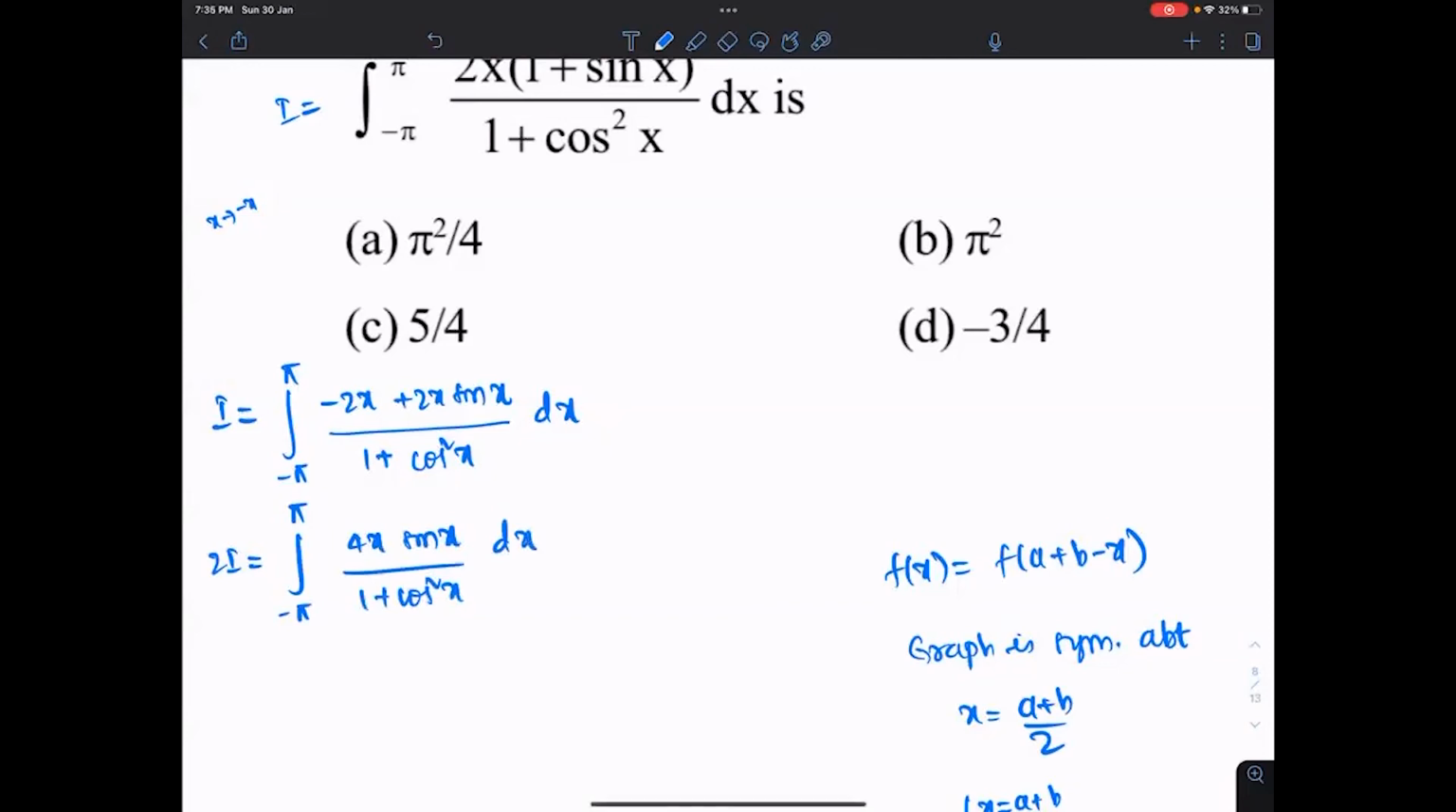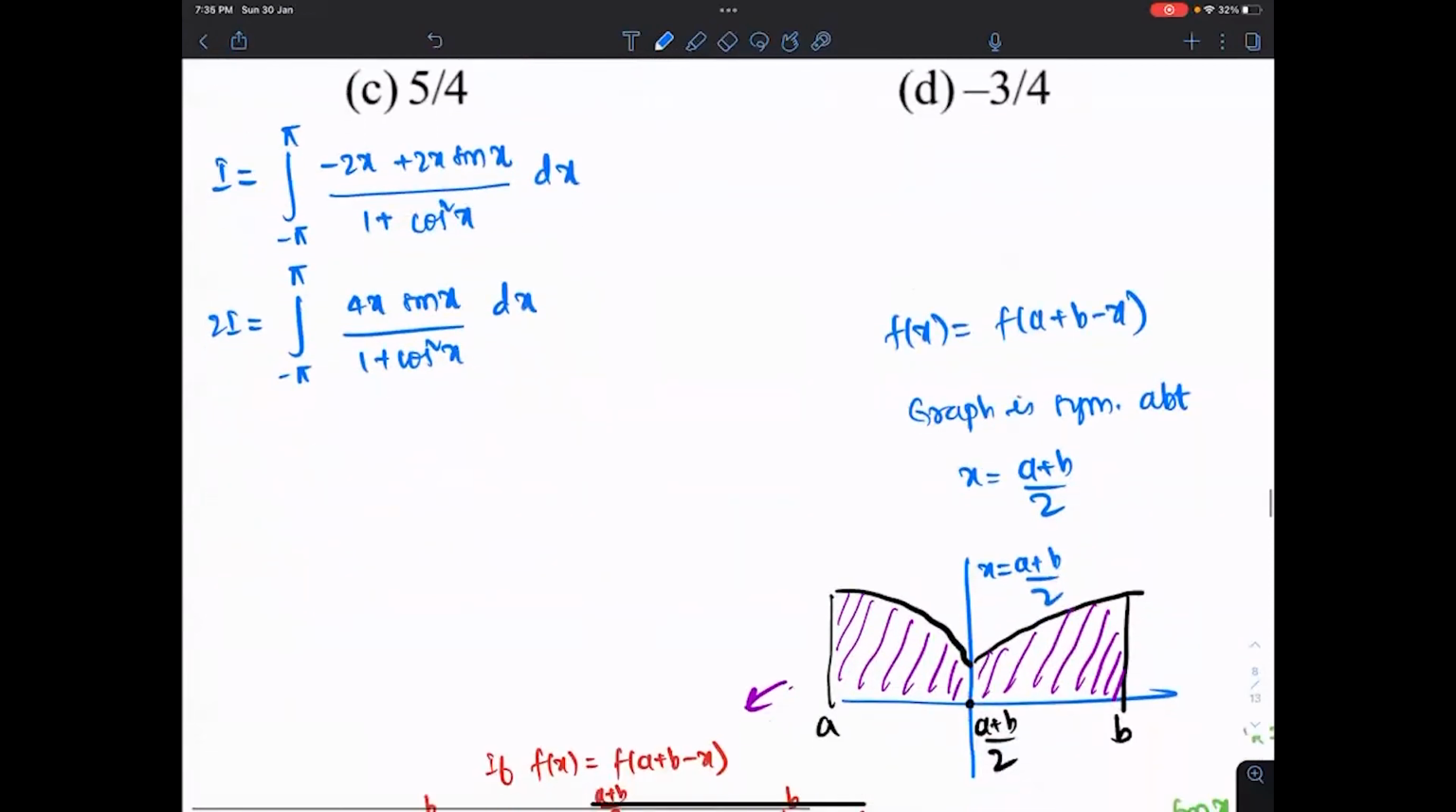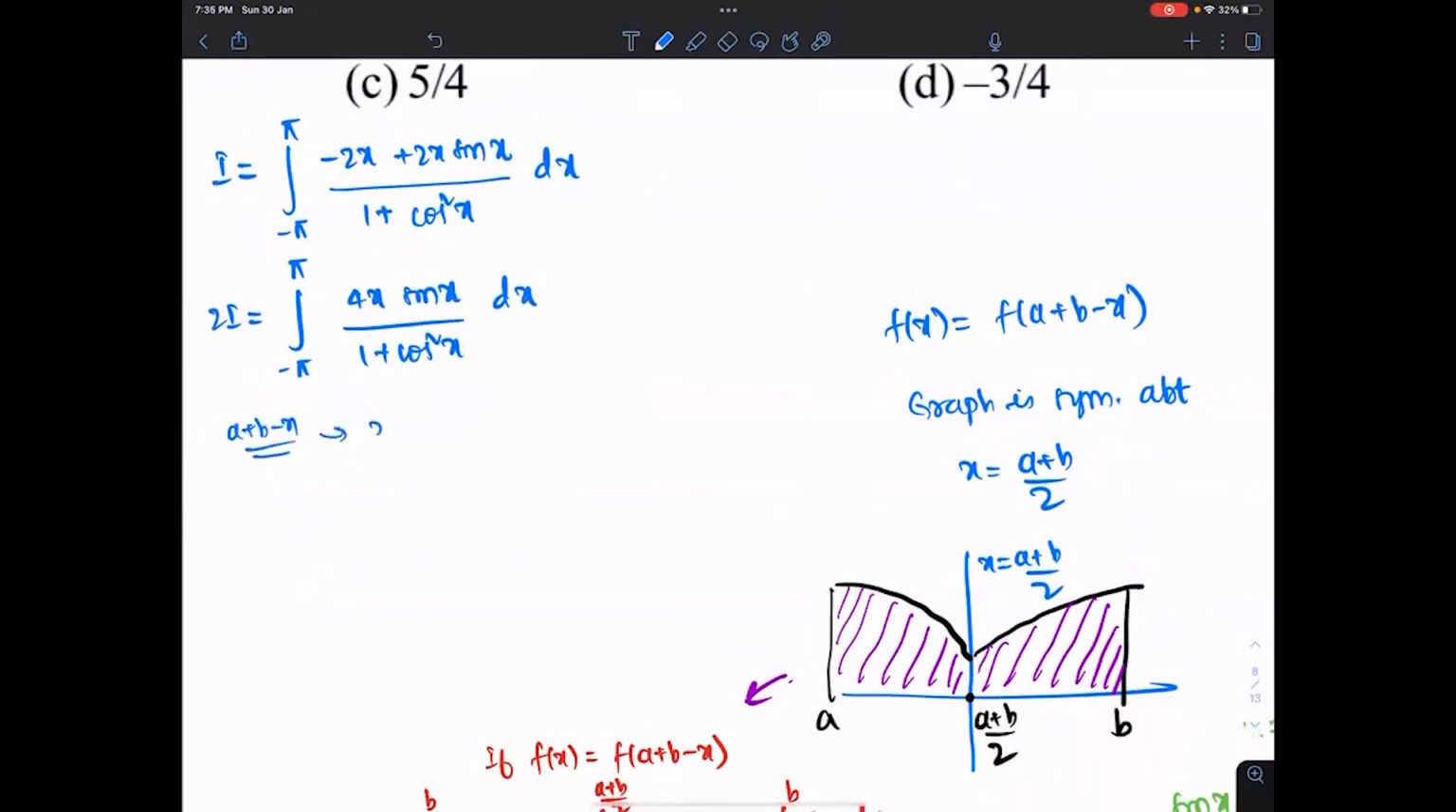Very good. Now you do a plus b minus x again, that means replace x by minus x. You see what you will get. You will get exactly the same thing. There is no change. So when you apply this a plus b minus x rule, there is no change. It means the graph of this whole function is symmetrical about the midpoint of minus pi and pi. What is the midpoint? A plus b by 2, minus pi plus pi by 2, which is 0. So the graph is symmetrical about 0.